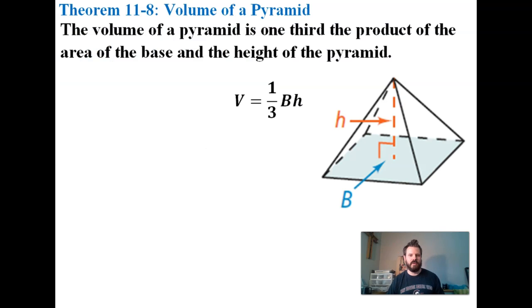Formula for the volume of a pyramid, we'll start with that, is just 1/3 times the product of the base and the height of the pyramid. Okay, so 1/3 times big B as in area of the base, area of the square on the bottom, times height as in height of the pyramid.